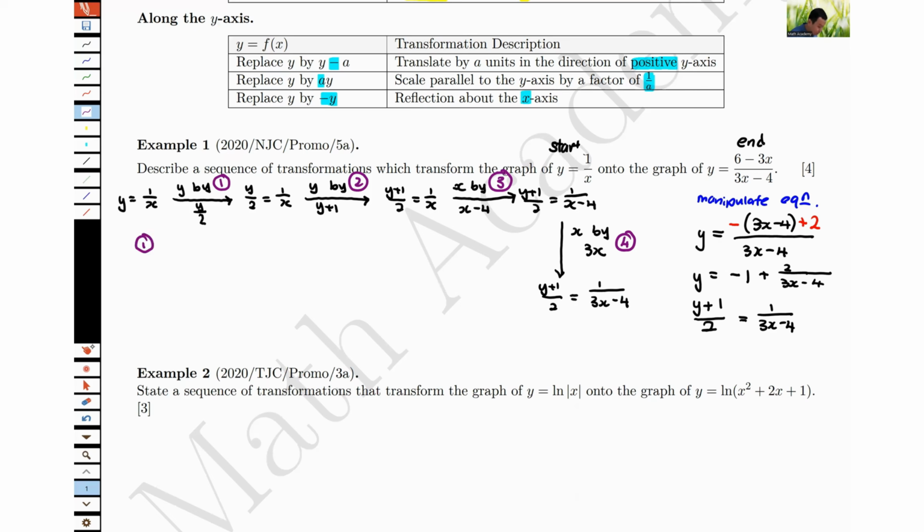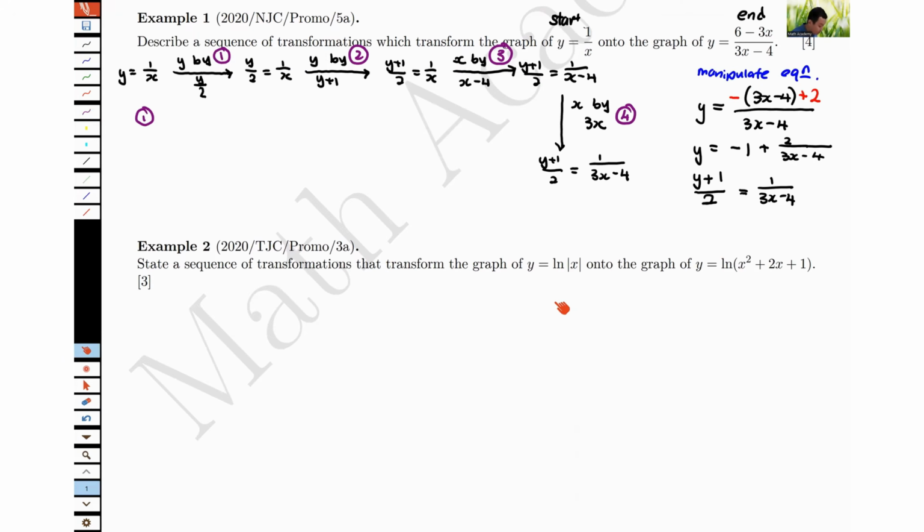Let's start with number 1. First one is scaling. y over 2 will be a scaling. So I say scale parallel to y-axis by factor of 2. Your scale factor is always reciprocal of your coefficient. So if my coefficient is half, the scale factor is 2, reciprocal. Then let me just continue and I finish up the description.